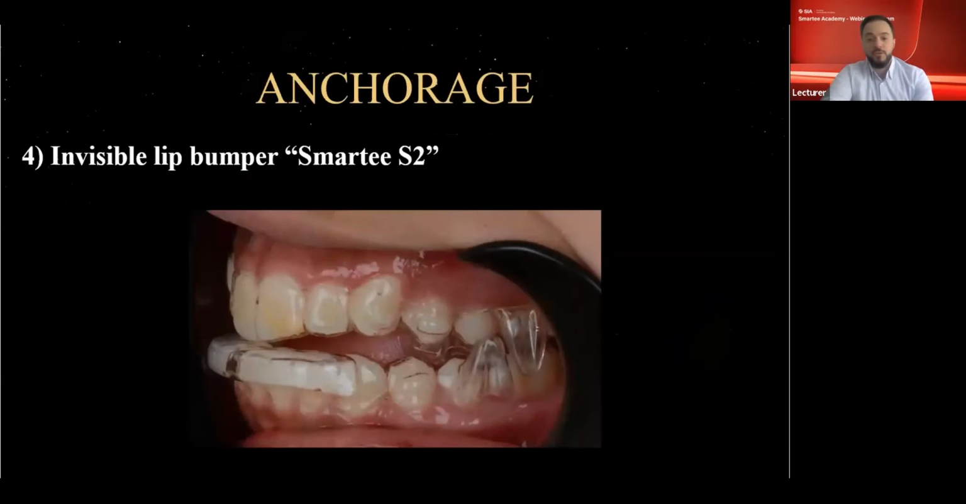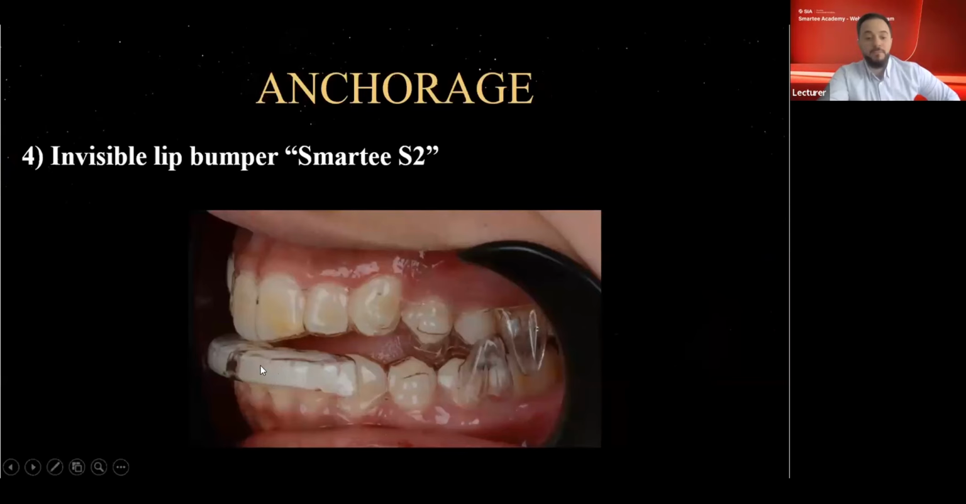Another solution, which is S2, developed by Smartee, is the invisible lip bumper. This is an increased thickness of the aligner material, just labial to the incisors. The mode of action of this lip bumper is to transmit the forces of the lip to the upper incisors, resisting any forward and any proclination movement of the incisors.